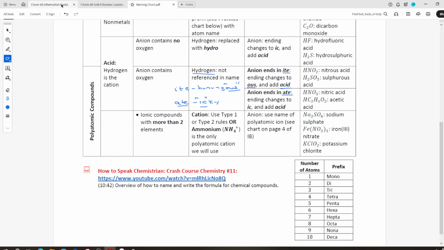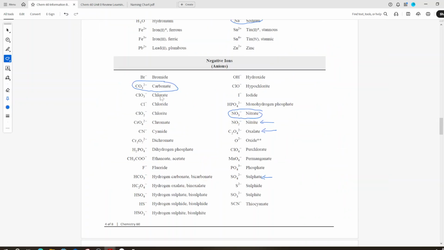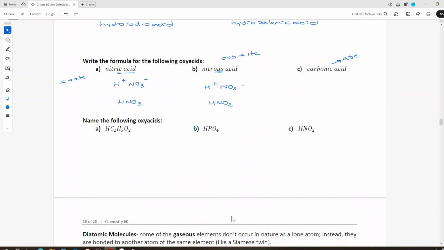When I look for carbonate, it's CO3 2 minus, with that hydrogen plus. So then I have to do the crisscross and I get 2 hydrogens combining with the carbonate. So we would have H2CO3. All right, then lastly, we're going to name some.